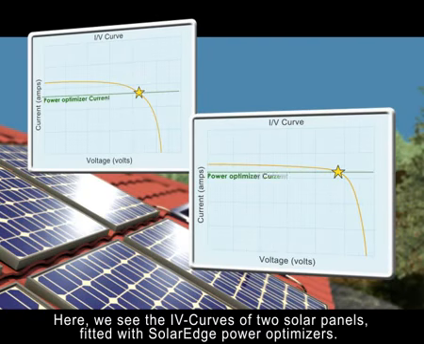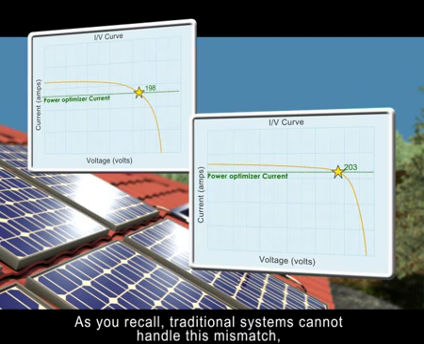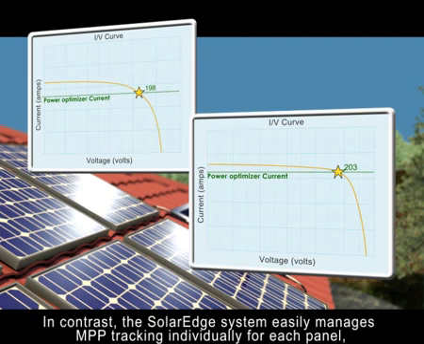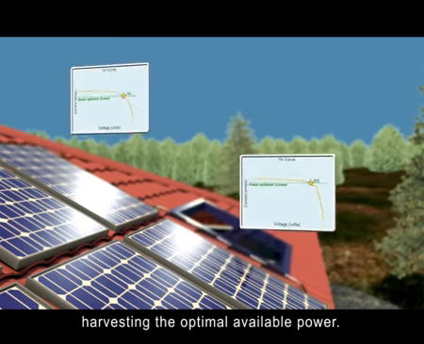Here we see the IV curves of 2 solar panels fitted with SolarEdge power boxes. You can see that the MPP point is different for each panel. As you recall, traditional systems cannot handle this mismatch and will adjust to an average point, resulting in power losses. In contrast, the SolarEdge system easily manages MPP tracking individually for each panel, harvesting the optimal available power.